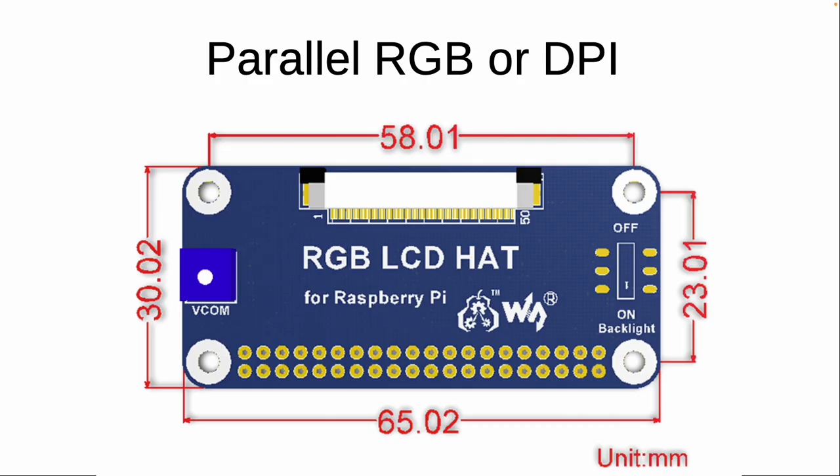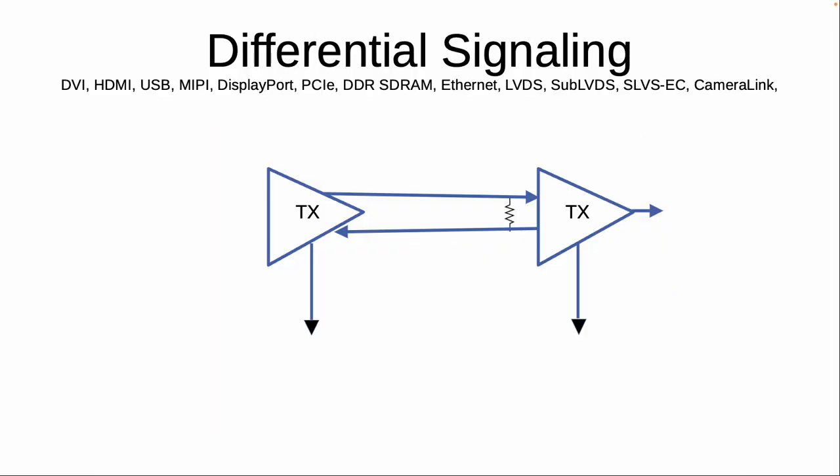And if you want to connect an FFC cable into it, you've got these boards like this RGB LCD hat, which will do the connection. Okay, but really for video, the bandwidth is pretty high, so you really want to use differential signaling. Let me correct that to say, you can do some low-end projects using DVP, and people do, but for higher bandwidth, you really want to use differential signals. So differential signaling is used by a whole bunch of stuff: DVI, HDMI, USB, MIPI, DisplayPort, PCIe, DDR SDRAM, Ethernet, LVDS, sub-LVDS, SLVS-EC, Camera Link, and a bunch more.